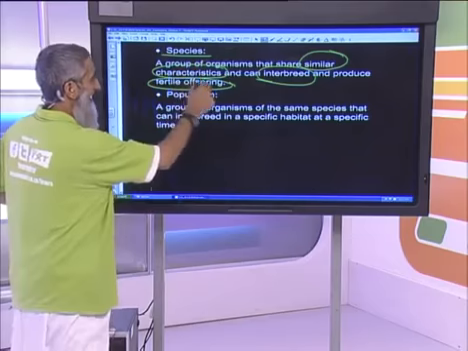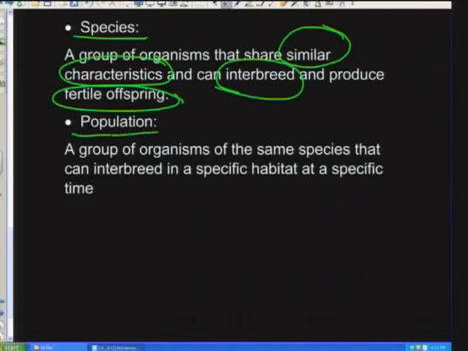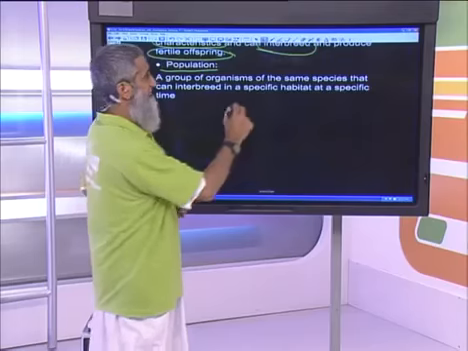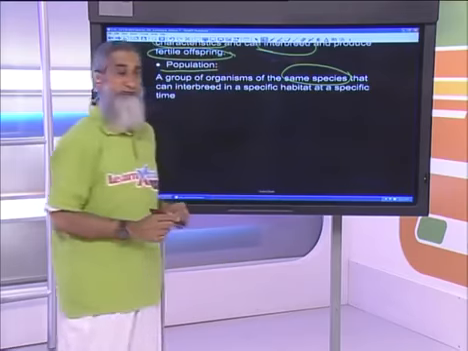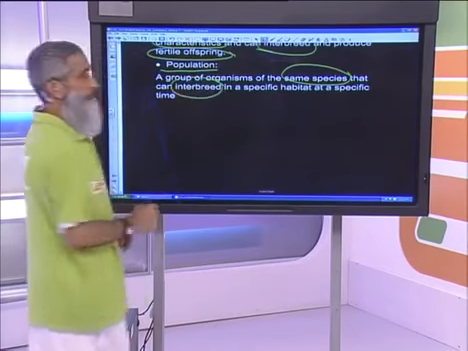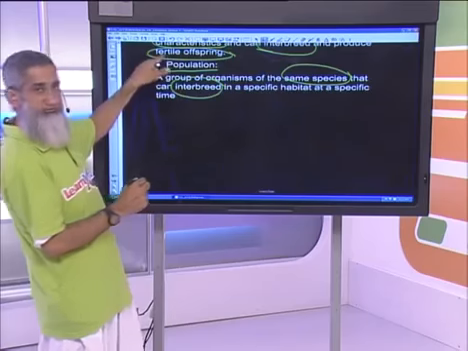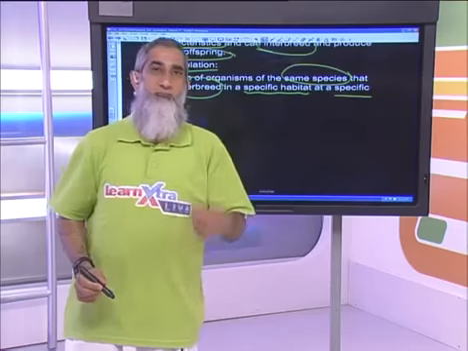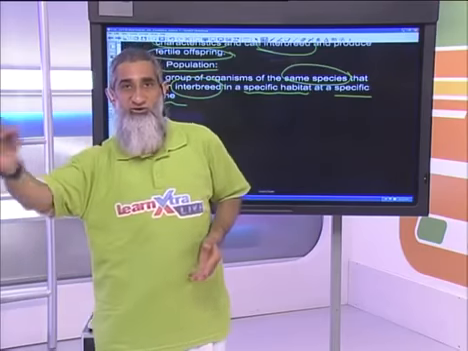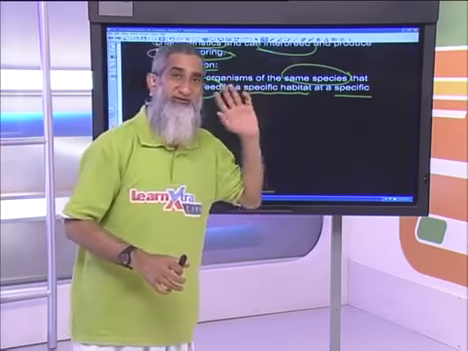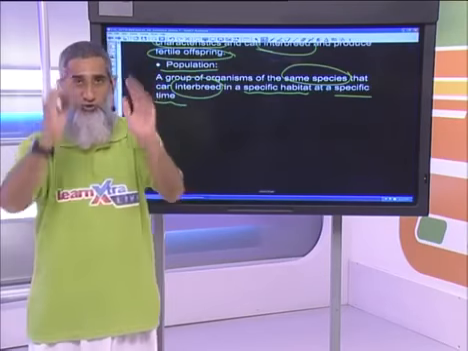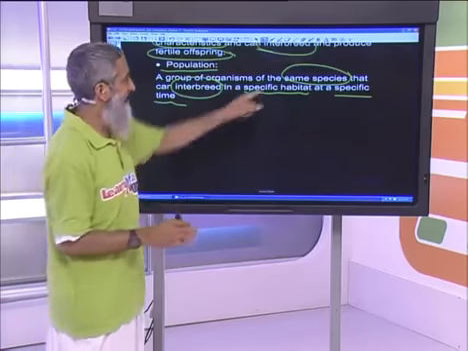That leads us to another word, and that is the word population. What is a population? A population is a group of organisms of the same species that can interbreed. And if they are the same species, that means they can produce fertile offspring as well, in a specific habitat at a specific time. This is important. We cannot talk of a population of donkeys and zebras. Donkeys are donkeys, that's one species. Zebras are a different species. So when we talk about a population, it must be either of giraffes or donkeys or zebras, at the same time, that's the same species.